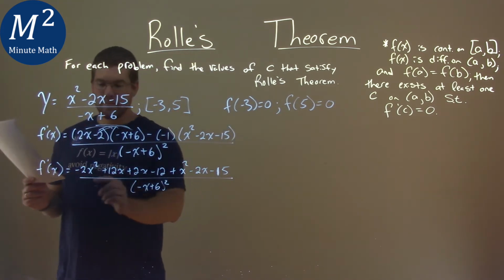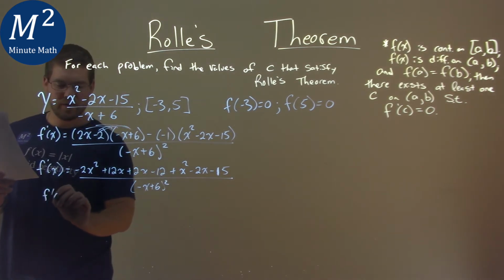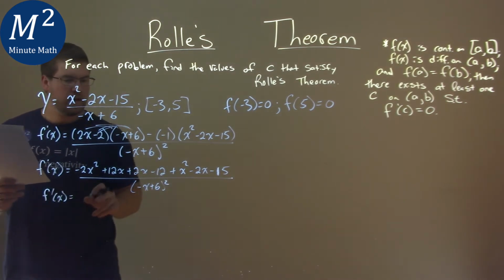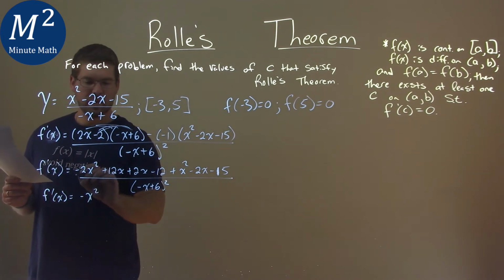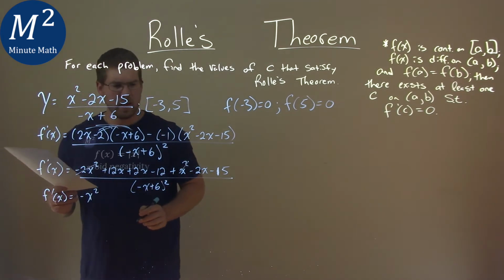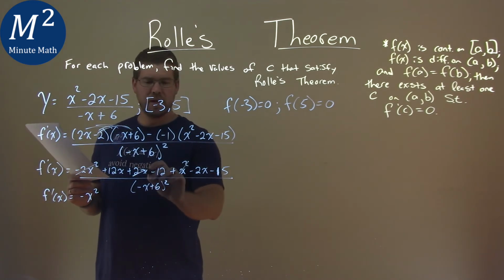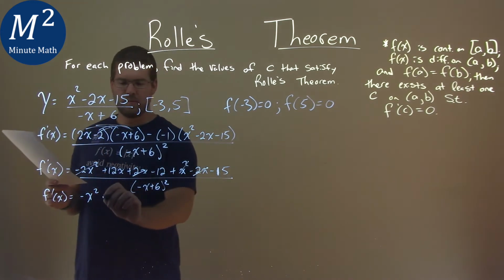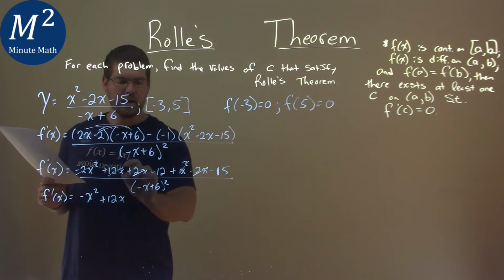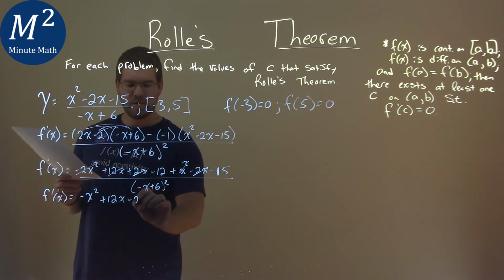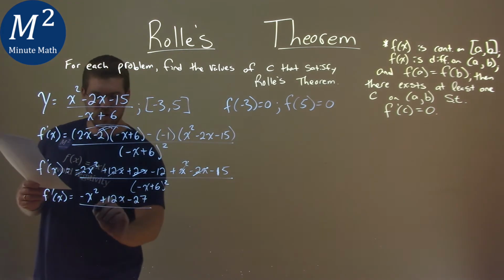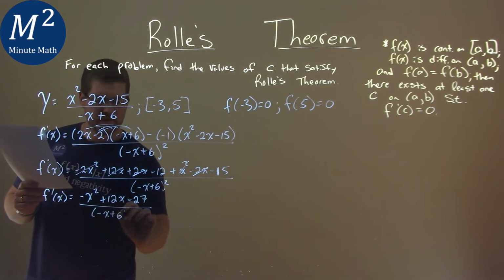From there, let's combine our like terms. Some of these steps are tedious, but it'll be worth it. Negative 2x squared plus an x squared is a negative 1x squared. The 2x and the negative 2x cancel each other out, so we just have a plus 12x here. And then negative 12 minus 15 is a negative 27. All of that over this negative x plus 6 all squared.